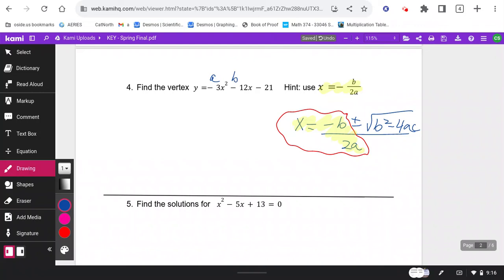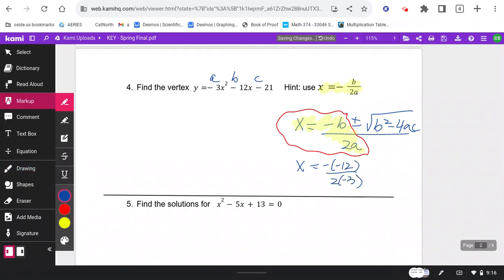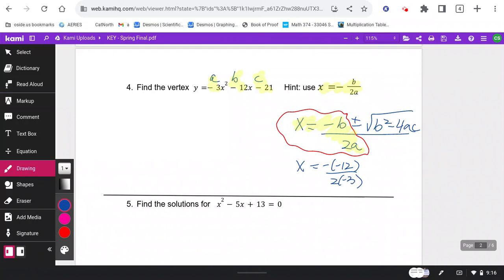Here's my a, here's my b, here's my c. I go x equals negative b over 2 times a. Be careful with all those negatives there. And so we get positive 12 over negative 6, or negative 2. That's just the x of my vertex, negative 2 comma something. I now need to plug in to get the other part.